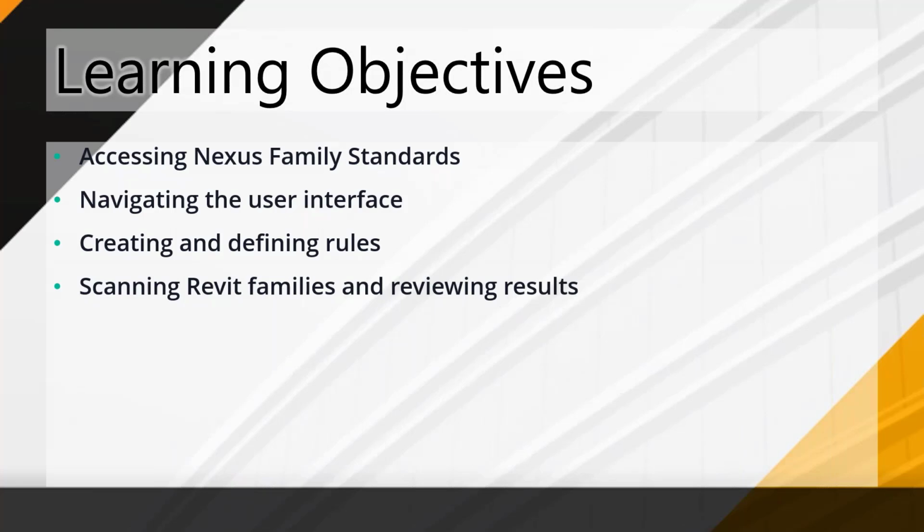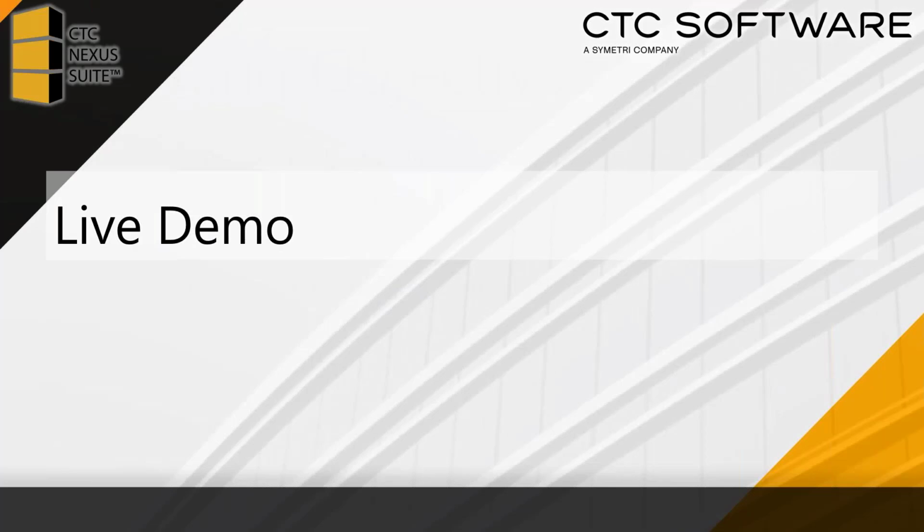So today, we're going to show you where family standards is and how to get access to it. We're going to show you how to set up the rules and what they mean and how to change them, and then show you how to scan content with it. We'll review the reports, show you how to get access to those reports, and then that should be everything. And I don't do PowerPoint, I do live demo. So let's go.